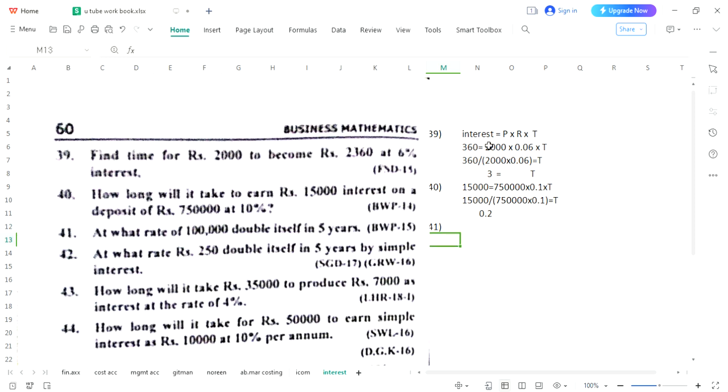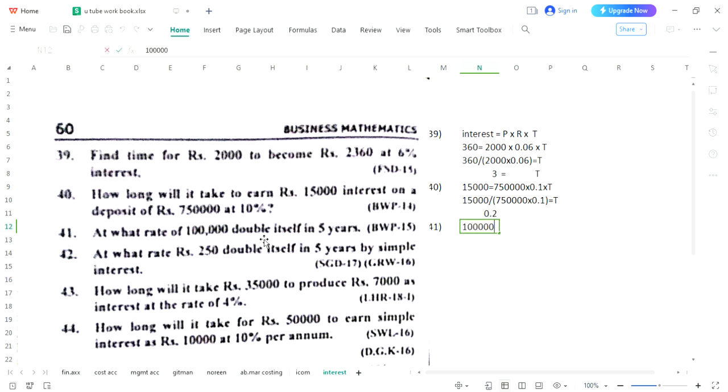Again, please note it down. Formula would be same. Interest is equal to P into R into T. And you will be doing in the same way. At what rate? This time we are required to calculate the rate. 1 lakh double itself. How it would be doubled? When same amount of interest you will get. It means upon 1 lakh, when you will get 1 lakh as interest.